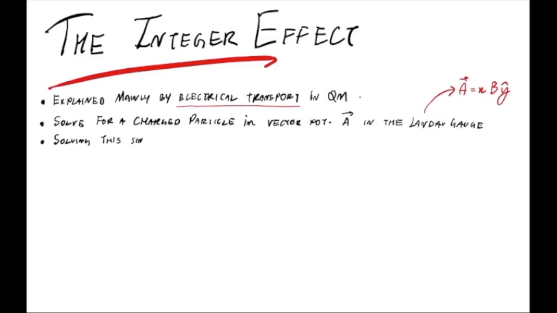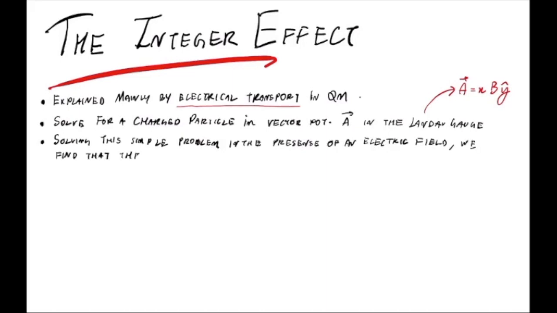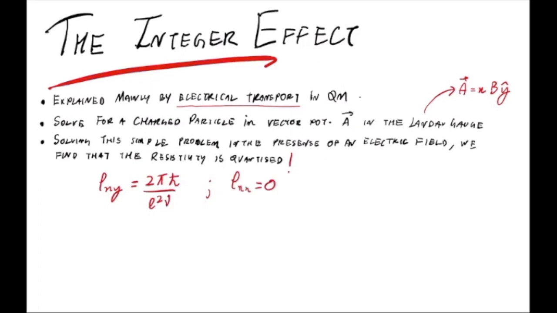Now, building upon this problem, when we do it in the presence of an electric field and try to calculate the current, we can find that the current itself is quantized. From the current, we can get the charge density, which allows us to calculate the resistivity matrix. And from that, we get that the resistivity is indeed quantized in the transverse direction, with longitudinal resistivity being 0.